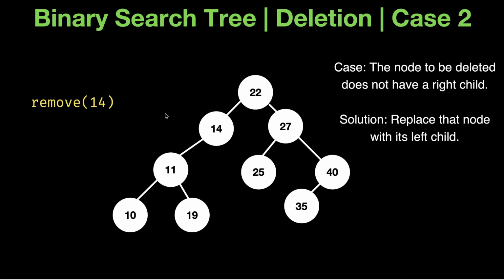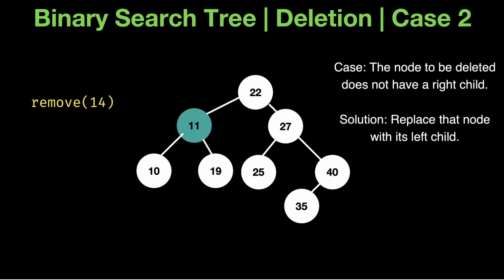Suppose we want to remove 14 from this tree. So 14 has left child, but it does not have right child, right? The node to be deleted does not have a right child. So in that case, what will we do? We will just replace that node with its left child. That means 11 will replace 14 and 14 will just be deleted. Yes, like this. Now the removal is successful.